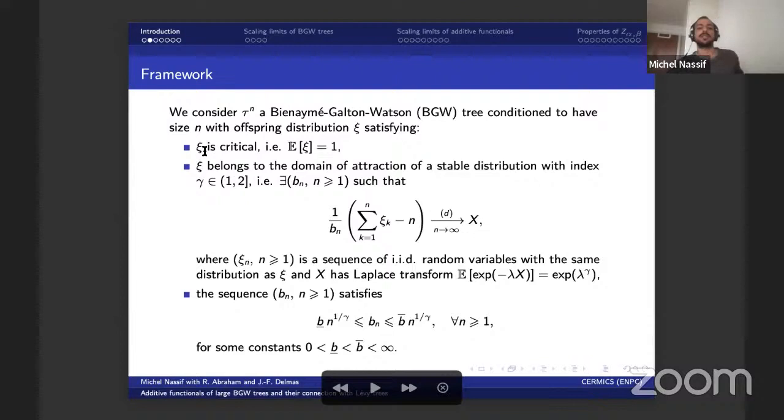You always assume that the offspring distribution is critical. Instead of having finite variance, you can make that more general and replace it with this condition on the Łukasiewicz distribution. We ask that it belongs to the domain of attraction of a stable distribution, which just means that there is a normalizing sequence such that we have this kind of generalized central limit theorem, where the limit can be a Gaussian random variable, but more generally, it's a stable random variable with the parameter gamma lying between 1 and 2. Sorry, for gamma equal to 2, it is a normal distribution? Yes, exactly, up to a normalizing constant.